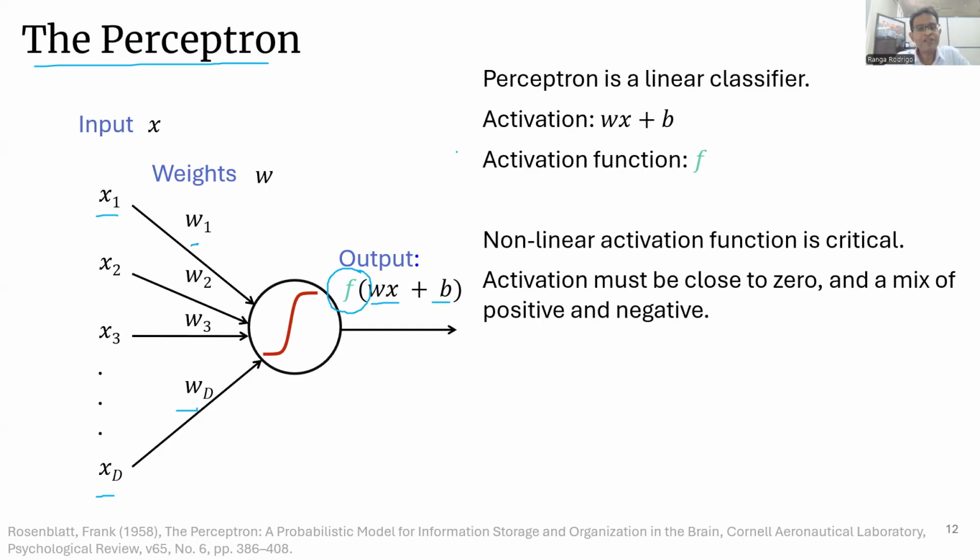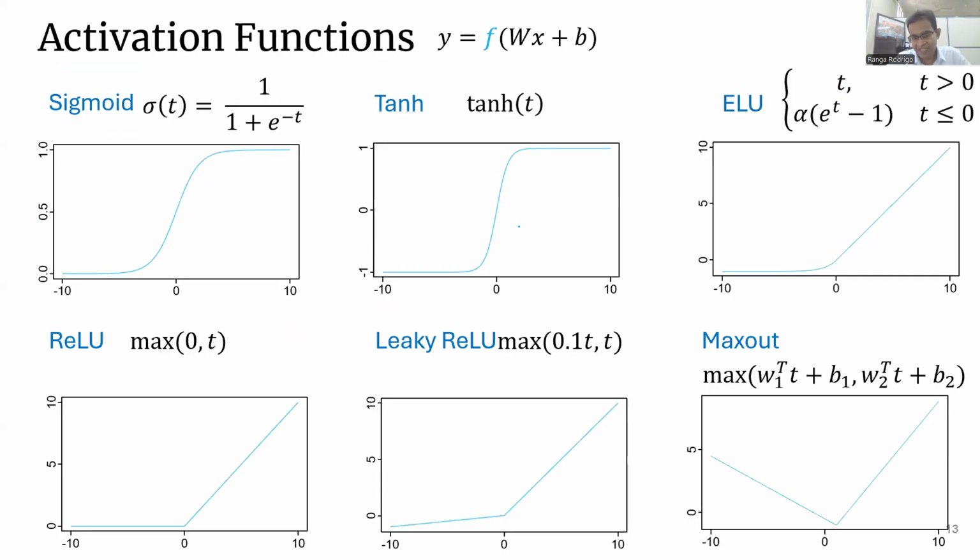Activation is Wx plus b, and we apply an activation function on top of that. Nonlinear activation function is extremely critical. As you know, without that, you cannot have nonlinear classification boundaries. Activation must be close to zero and a mix of positive and negative numbers. So you can see the value of batch normalization there.